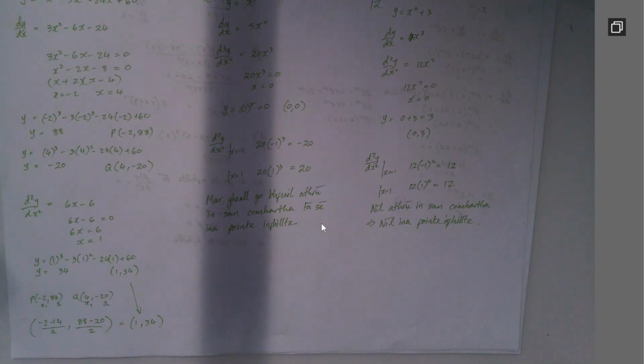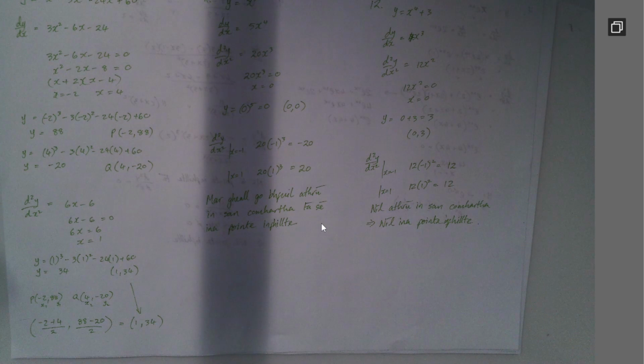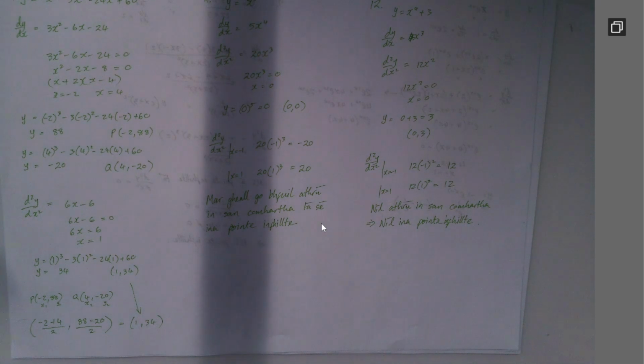So that means there's a plus and plus, so it's concave upwards. There's no change from concave upwards to concave downwards. The sign is the same on both sides, so that means there's no point of inflection, it's just a curve.